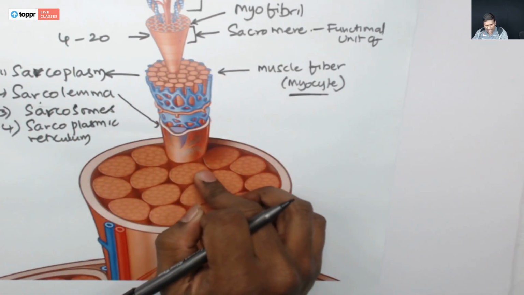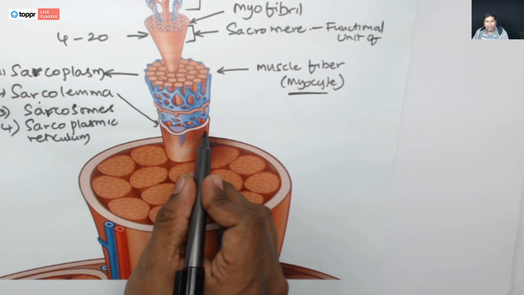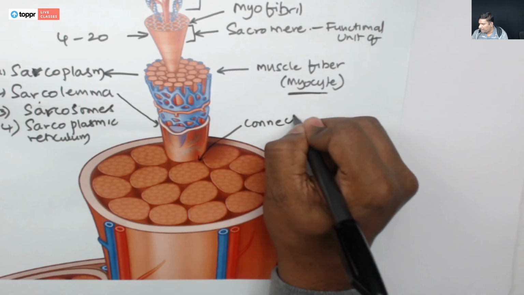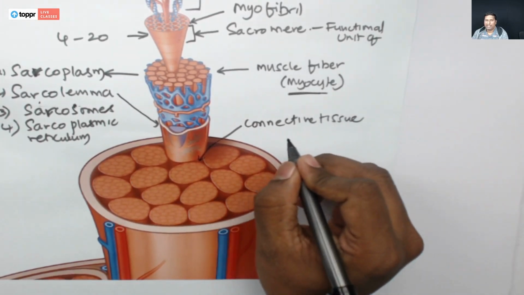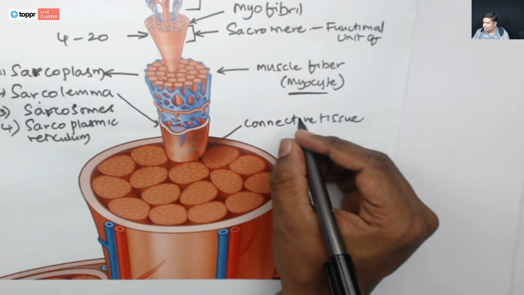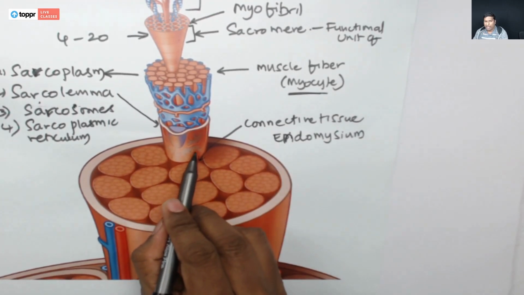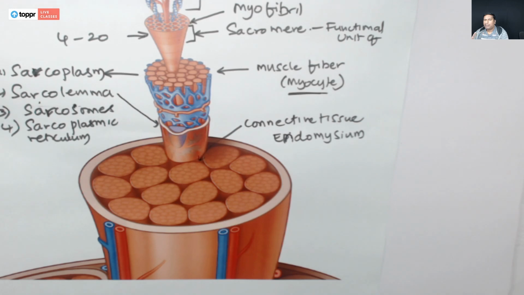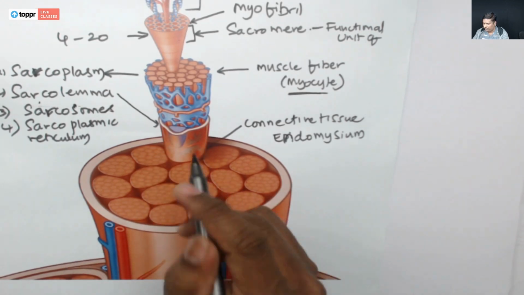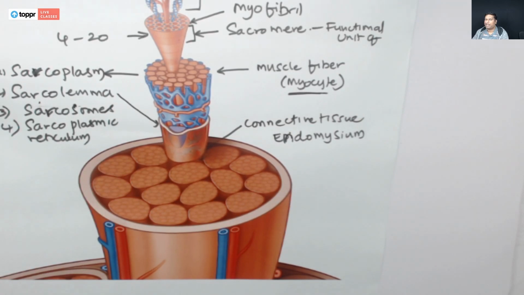Now moving down, the sarcolemma, or the plasma membrane of the muscle fiber, is surrounded by another connective tissue. This connective tissue which surrounds the sarcolemma of the muscle fiber is called the endomysium. Each and every muscle fiber is actually covered with endomysium. So the entire thing is covered with endomysium. On top of the sarcolemma, you have another connective tissue layer called the endomysium.